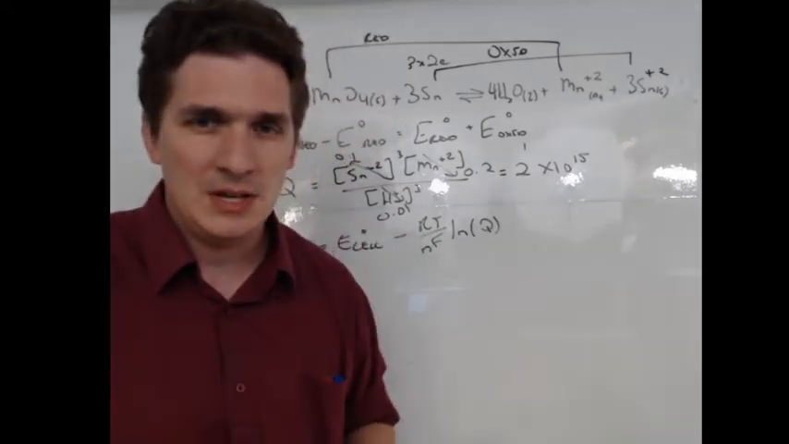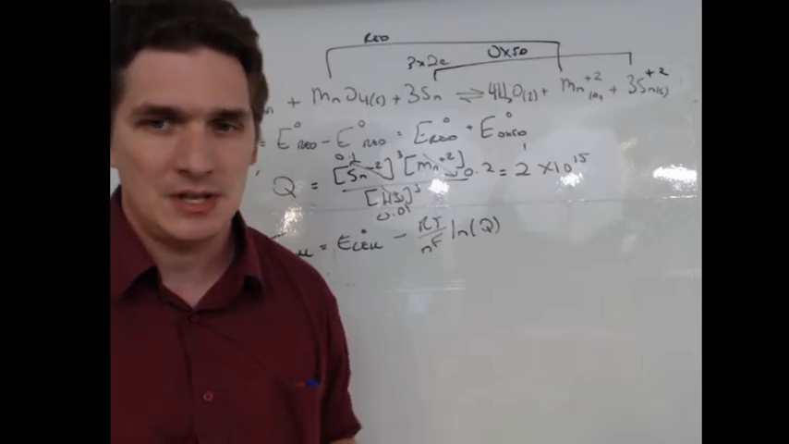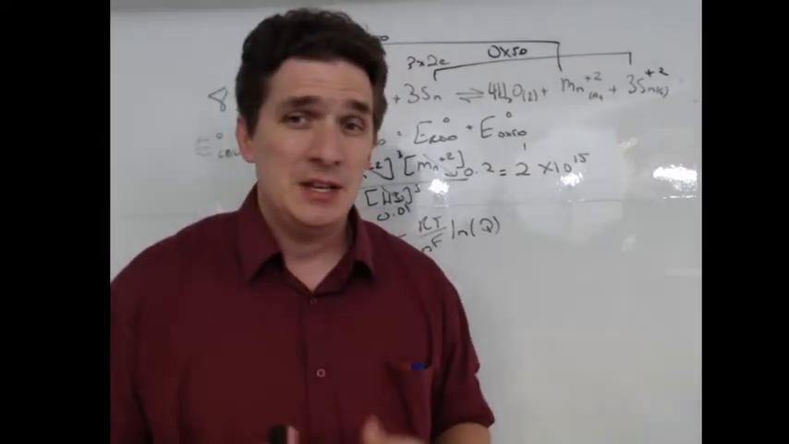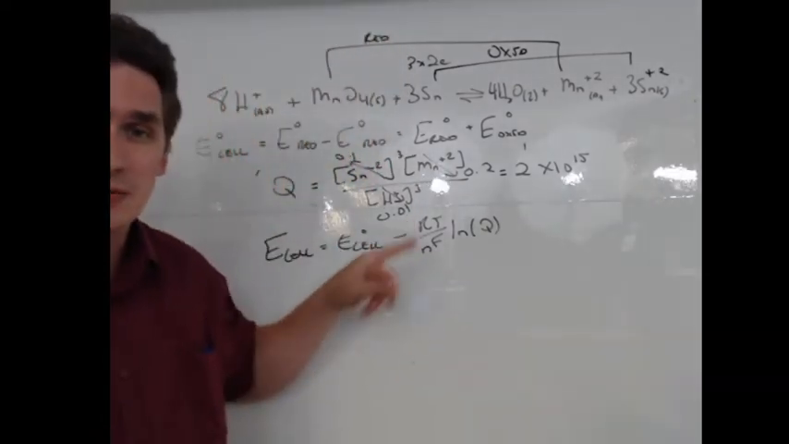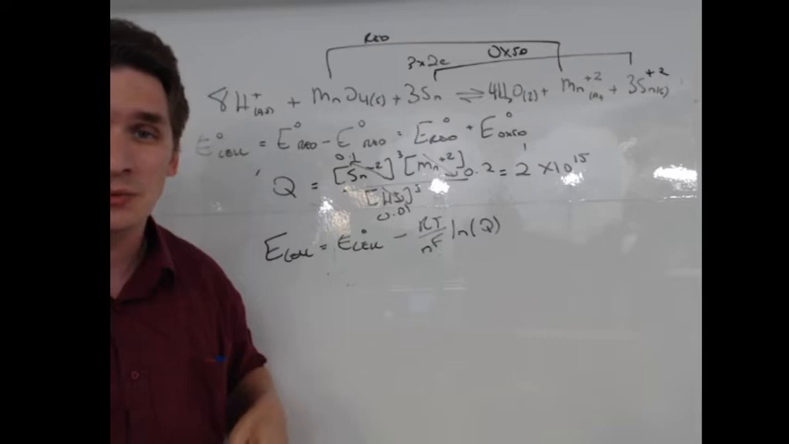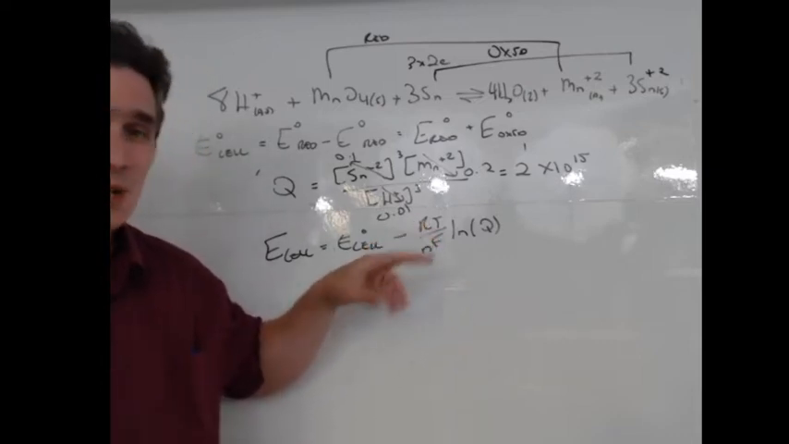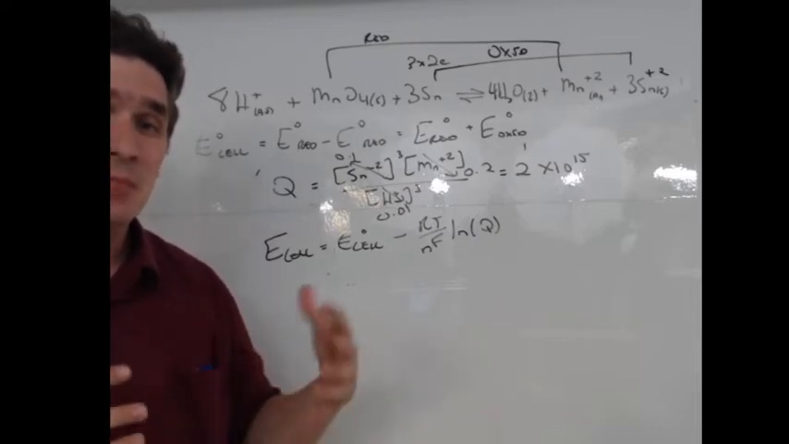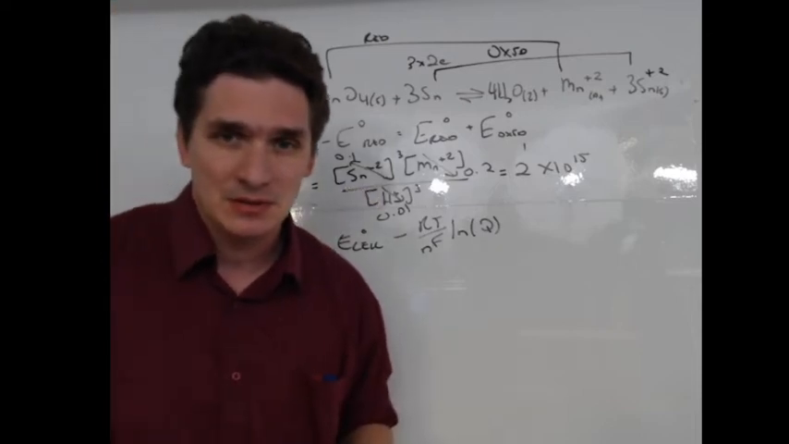So again, that 2 times 10 to the 12 should be referring to Q. It shouldn't be referring to the voltage itself. If you're getting huge voltages, odds are you're not using the right value for R. That should be 0.008314. n and F here are going to be several hundred. So R times T all over nF ends up being a very tiny number. It doesn't matter how big Q gets, ln tends to crash it down into smaller and smaller numbers.